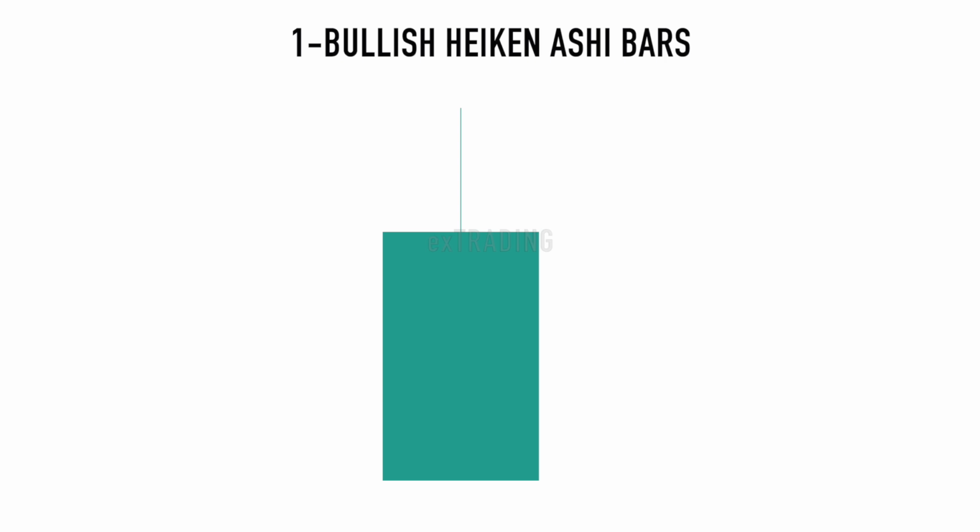With the bullish Heiken Ashi bars, you will notice that there's only a wick at the top of the bar, but there's no wick at the bottom. As long as this is an up bar with no wick at the bottom, we consider this a bullish signal.